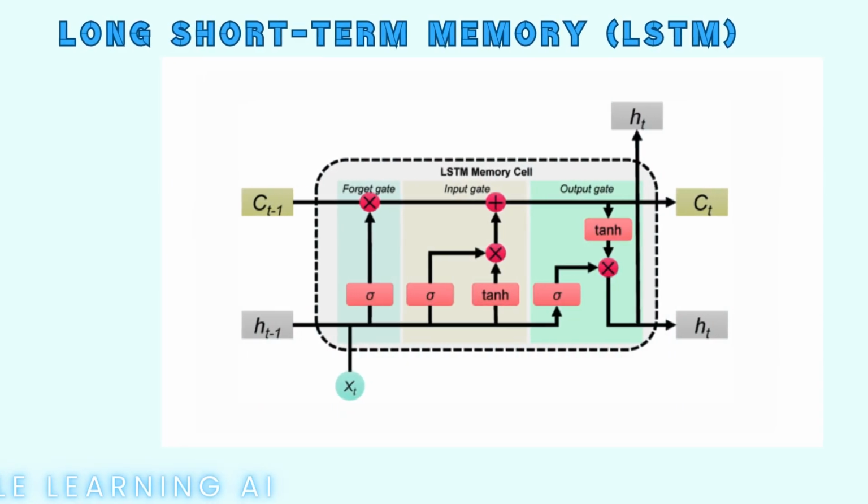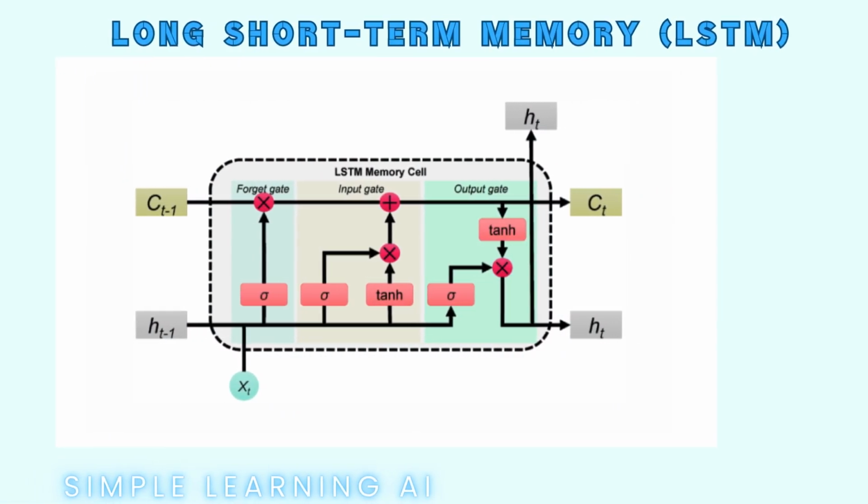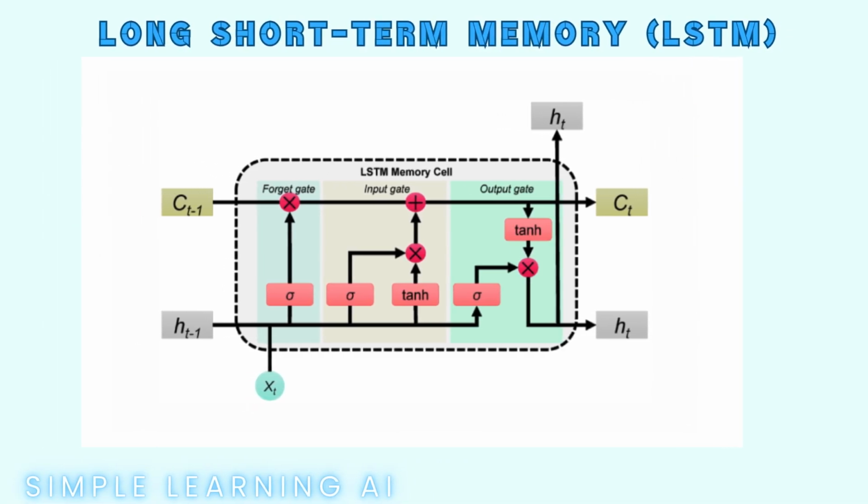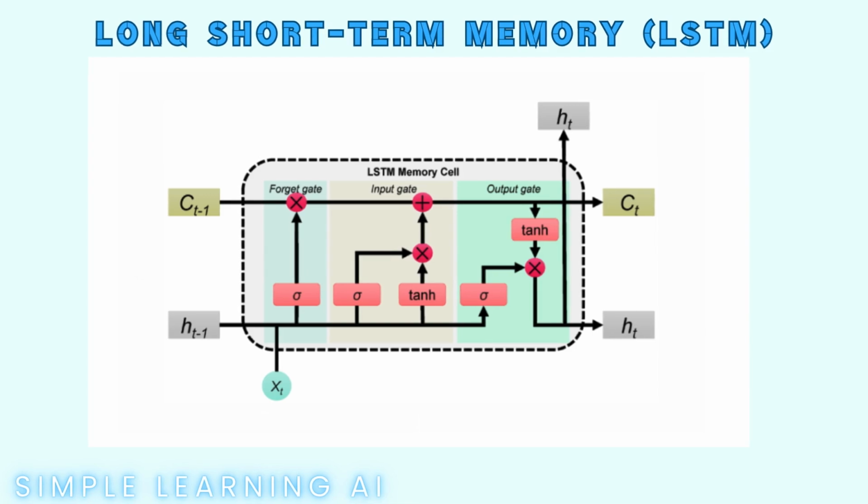Long short-term memory, LSTMs, are a special kind of RNN that fix the memory problem. They have gates: input gate, forget gate, and output gate. These gates help them remember what's important and forget what's not. Perfect for long sequences like long sentences or conversations. Example use case: chatbots, translation apps, generating music.